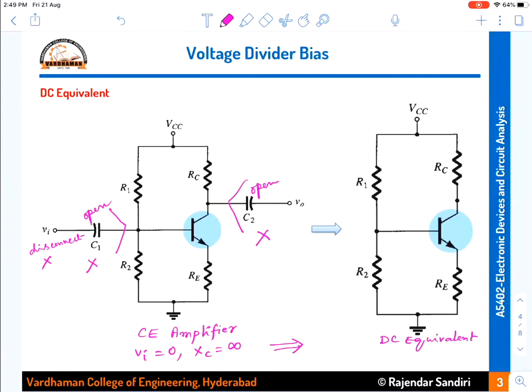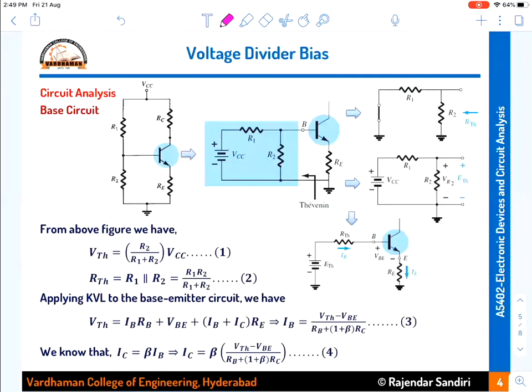Now for this DC equivalent, we have to do the circuit analysis: write the base-emitter circuit separately and the collector-emitter circuit separately, write the KVL equations, and do the analysis to calculate the operating point. That analysis is very important, in this particular voltage divider bias circuit.